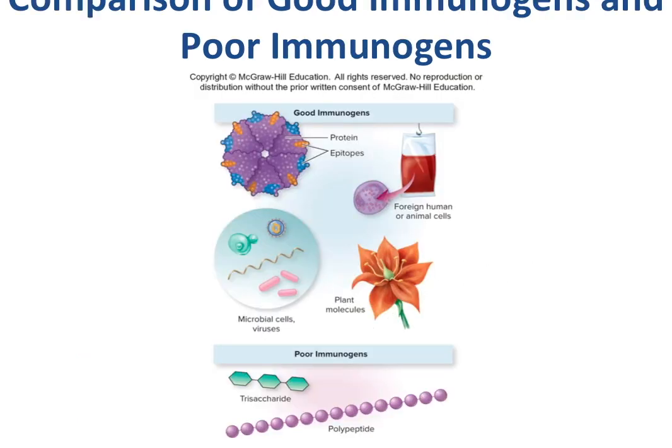For example, some polypeptides or polysaccharides, even though they are large, have simple structures, so they are not considered good antigens. Even though pollen is small, it has a complex structure, so it can be a good antigen.